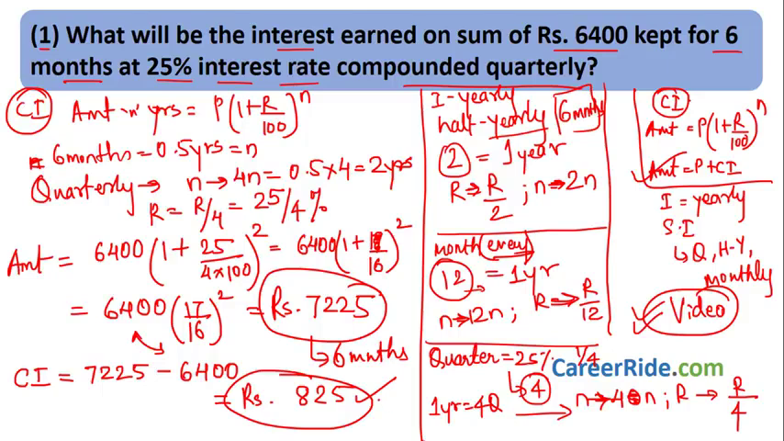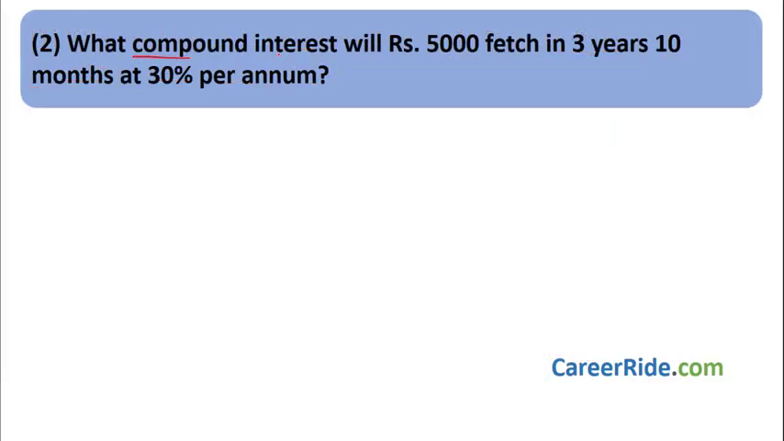See how easy it was. There is nothing to it. You just need to remember the formula and you will be directly able to put in the values and solve it. Okay, moving on to question number 2. What compound interest will rupees 5,000 fetch in 3 years 10 months at 30% per annum?